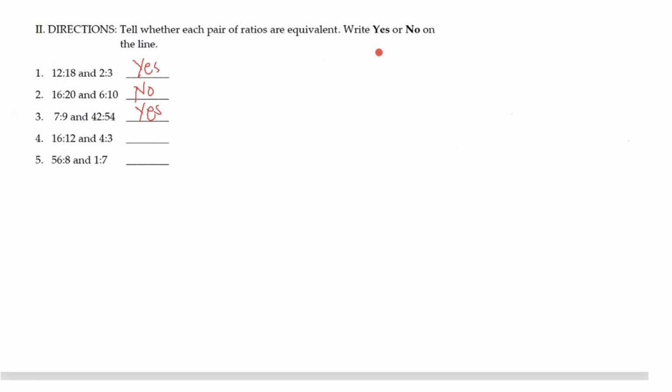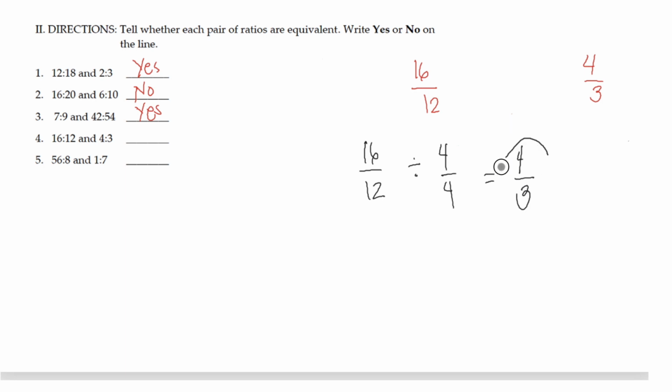So, the given is 16 over 12 and 4 over 3. So, let's simplify 16 over 12. So, ang GCF natin dito, 16 over 12, is 4. Now, if we divide 16 divided by 4, the answer is 4. 12 divided by 4, the answer is 3. Again, since it is the same, therefore, this is equivalent ratio. Now, how about the last one?